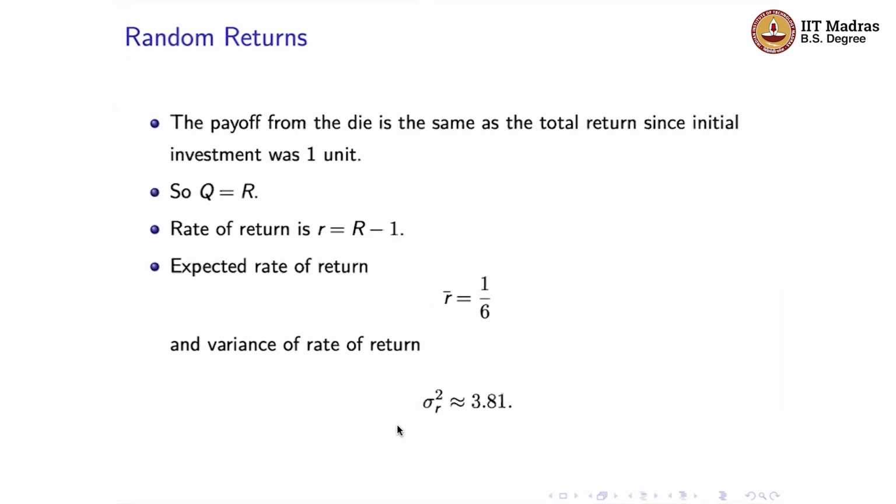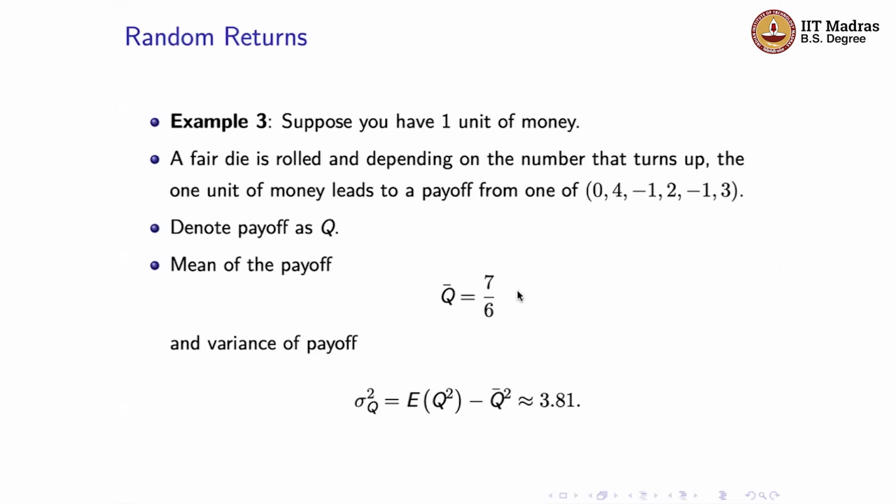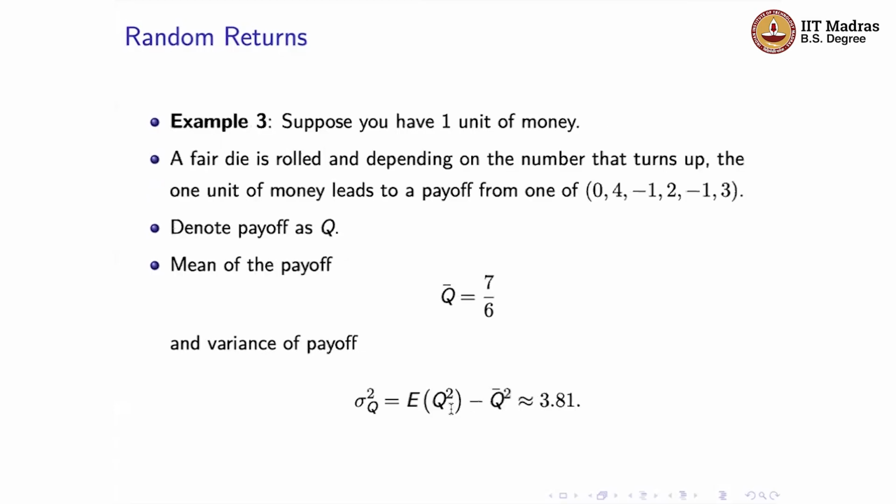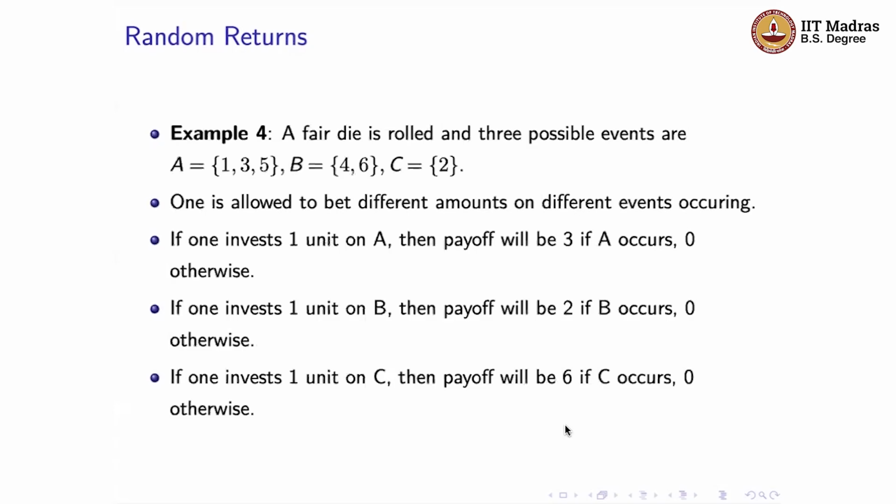If you want to move from the total return to the rate of return, remember the relationship is that the rate of return is the total return minus 1. So we can easily calculate the expected rate of return, which is just 7/6 minus 1, so 1/6. And the variance is going to be the same as that for the total return, right? Why? Because remember, the variance of small r is the same as the variance of R, because this -1 is just a constant. So the variance of the rate of return is the same as what we derived previously. Okay, let's look at another example.